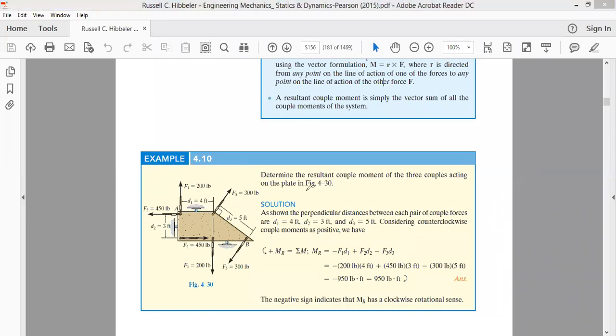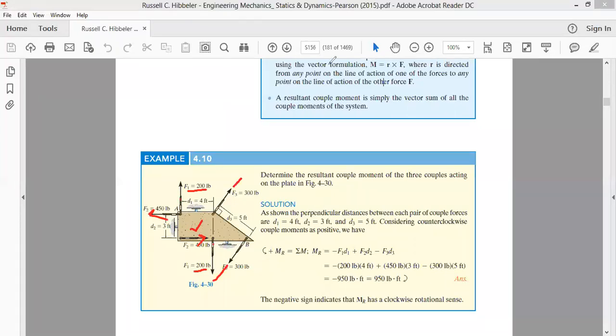Look at this question. It says, determine the resultant couple moment of the three couples acting on the plate. So we have a plate. On this plate, we have three couples acting. We have a force of 200 pound acting in this direction, and a force of 200 pound acting in the opposite direction. So this and this constitute one couple. This force and this force constitute one more couple, and this force of 450 pounds with this force of 450 pounds constitutes one more couple.